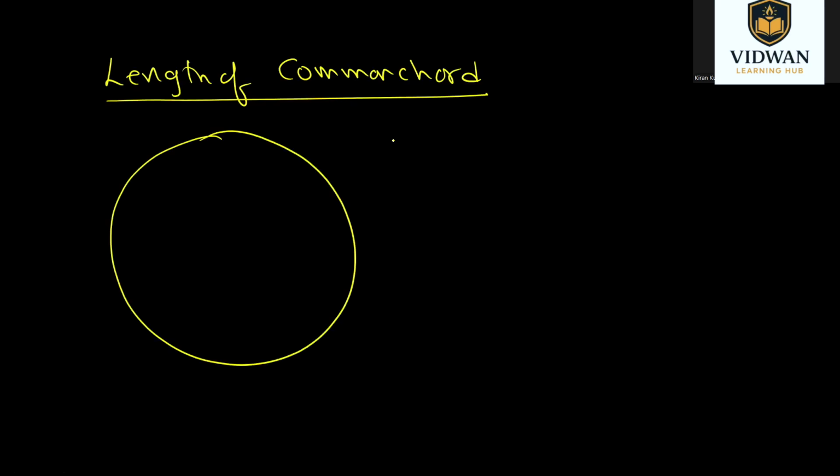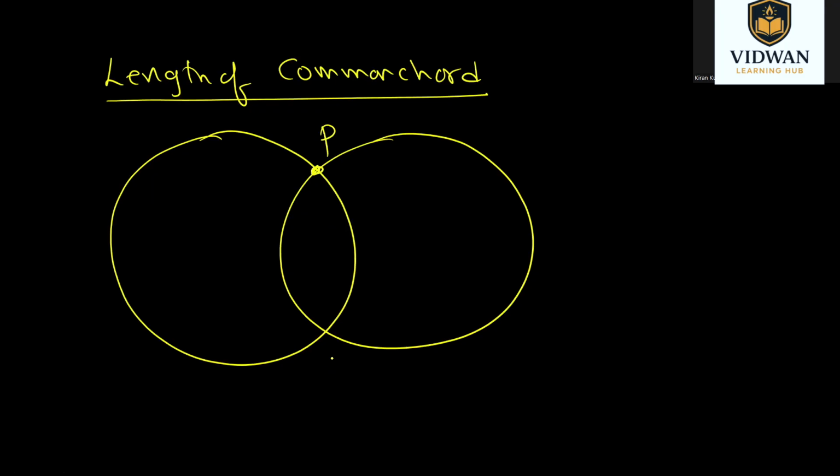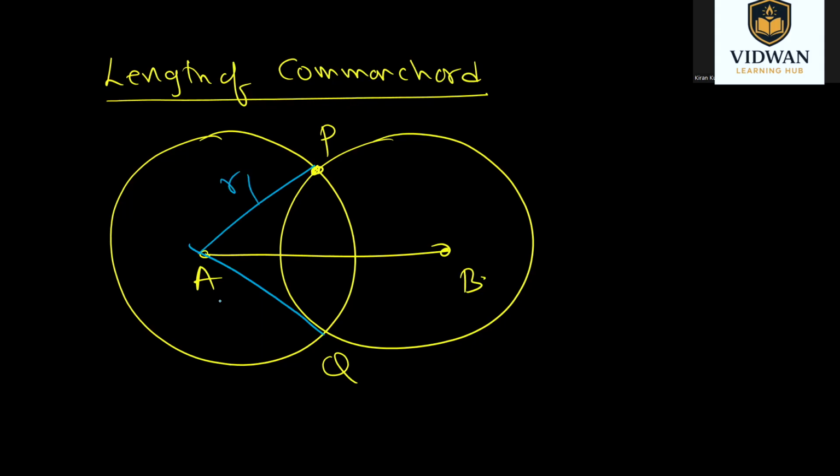So we'll now write down the length of the common chord. Suppose two circles are intersecting and the common chord is some PQ, let's say. How do we find the length of this chord, given that the centers are A and B? We can join A with P, A with Q, this radius is R1, B with P and B with Q, this radius is R2, and we can join P and Q, and you'll get the common chord.